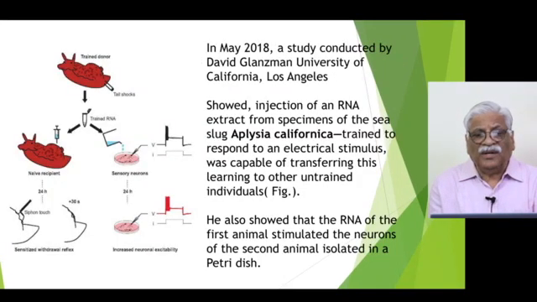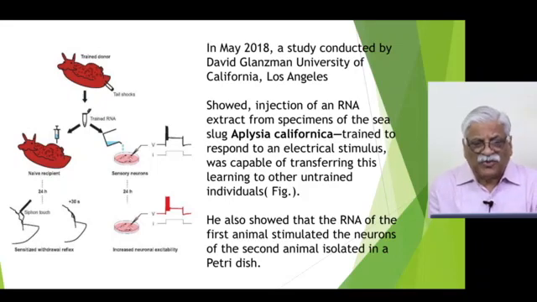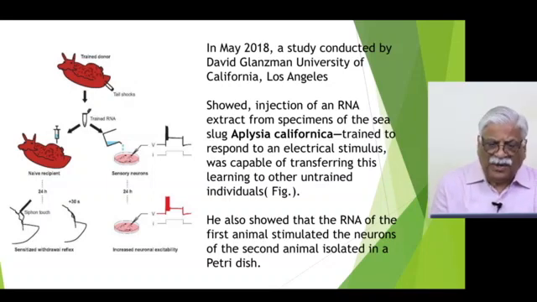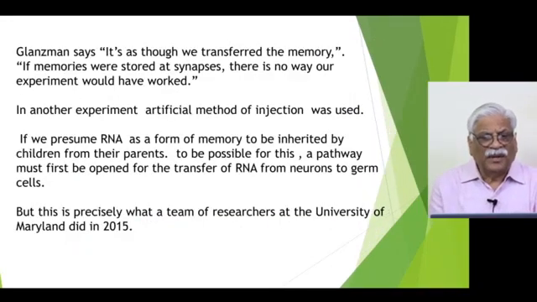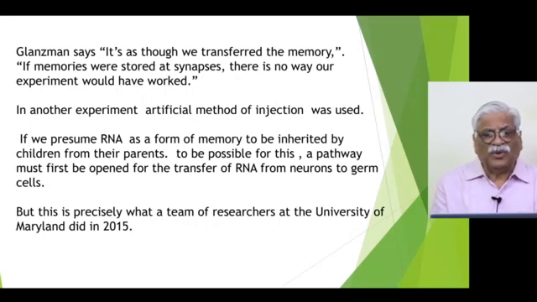In May 2018, a study conducted by David Glanzman, University of California, Los Angeles, showed that injection of an RNA extract from specimens of a sea slug, Aplysia californica, trained to respond to an electrical stimulus, was capable of transferring this learning to other untrained individuals. He also showed that the RNA of the first animal stimulated the neurons of the second animal isolated in a petri dish. Glanzman says it's as though we transferred the memory. If memories were stored at synapses, there is no way our experiment would have worked.